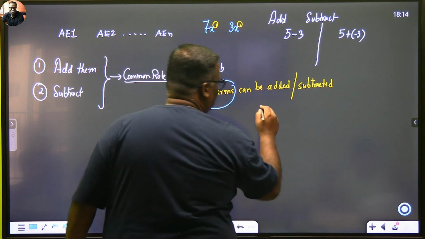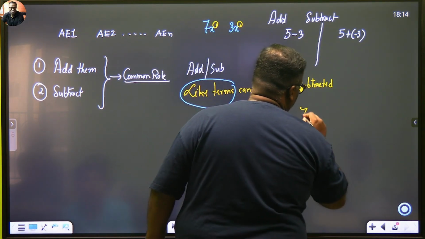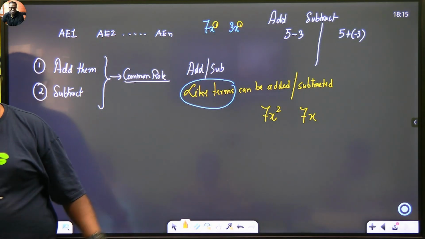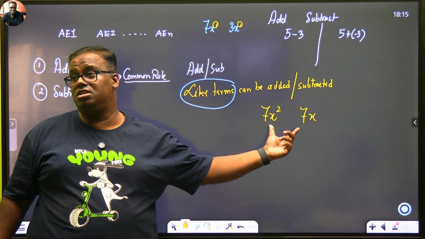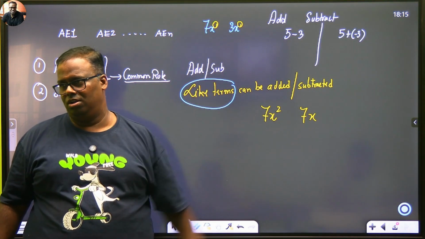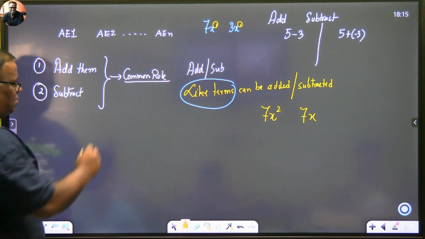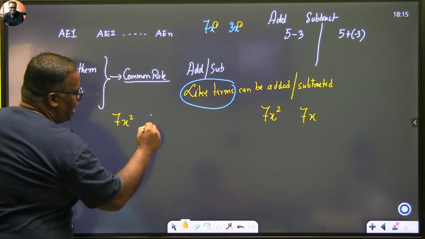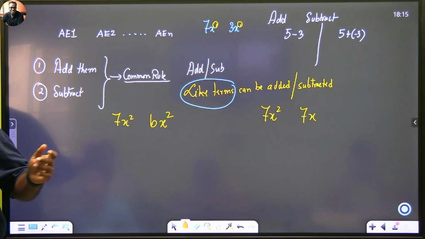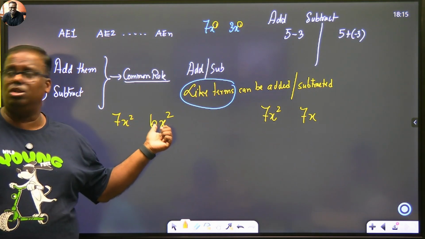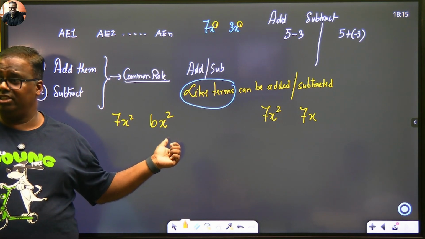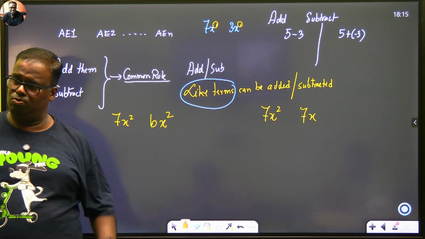Okay, so I have a 7x square and I have a 7x. I won't call them like terms because though the variables are matching, their bindis are not matching, the exponents are not matching. Have you understood? Now one more example. 7x squared and bx square, and they have written where b is a constant. B is what? A constant. So if b is a constant, b is behaving as the coefficient of x square out here. Are they like terms? Definitely they are like terms. Have you understood what are like terms?